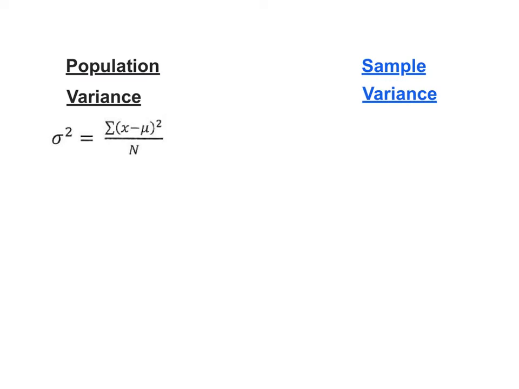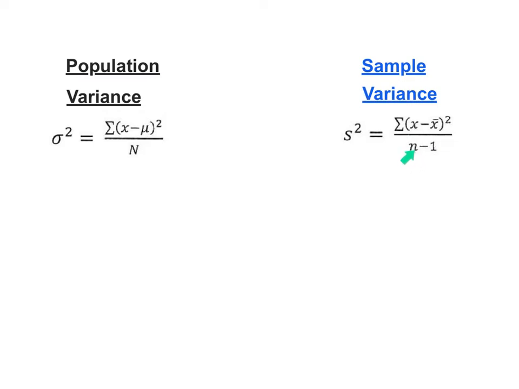Yes, it's excruciating. The sample variance is essentially the same thing, except we use S for the sample standard deviation, and you square that and you get the variance. The rest of this is the same. You take the mean. Remember, the sample mean had the X with the bar, so you subtract the sample mean from each data value, square it.